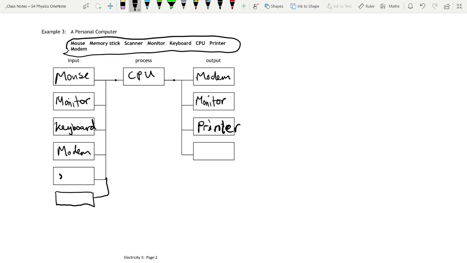And I said a scanner, you scan things in, don't you? So scanner. And one more thing, which could be both, memory stick. So obviously you can save things onto a memory stick, but you can also put things onto a computer from the memory stick. So memory stick for both. Okay. Right, so some things can be both inputs and outputs, but generally you only really have one process.